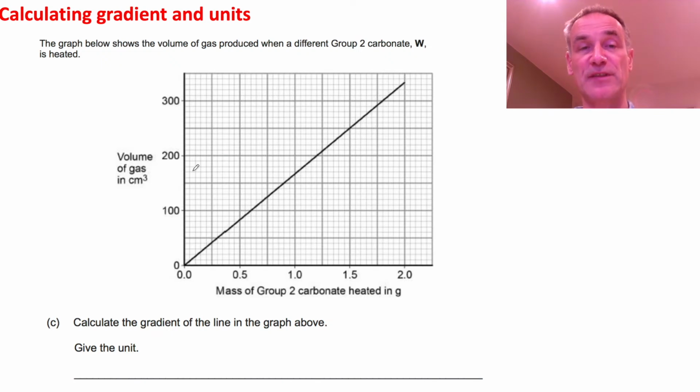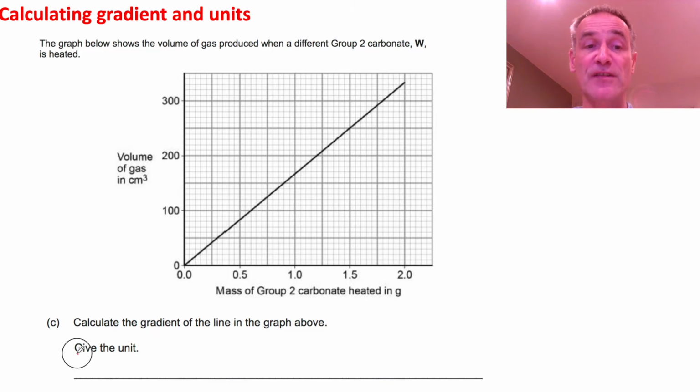Finally, the last thing I want to do with foundation is to check that you can calculate gradient and units. So it says the graph below shows the volume of gas produced when different group 2 carbonate W is heated. Now, we saw this relationship at the start and we decided it was directly proportional. But this time it says calculate the gradient of the graph above, give the unit.